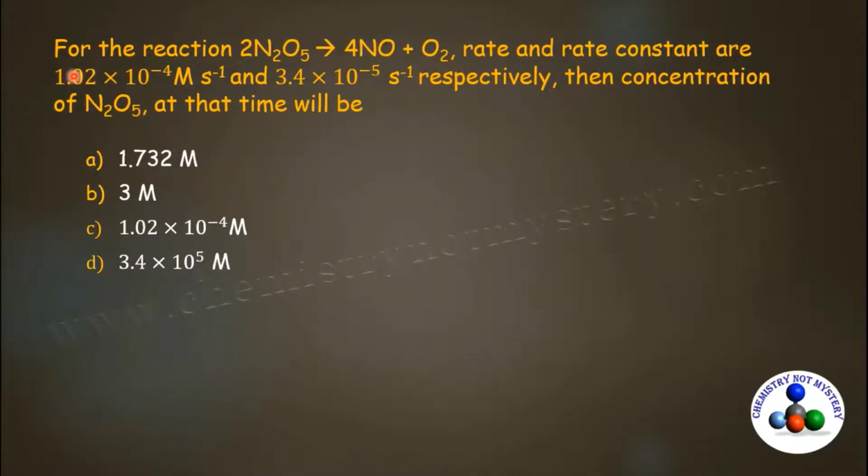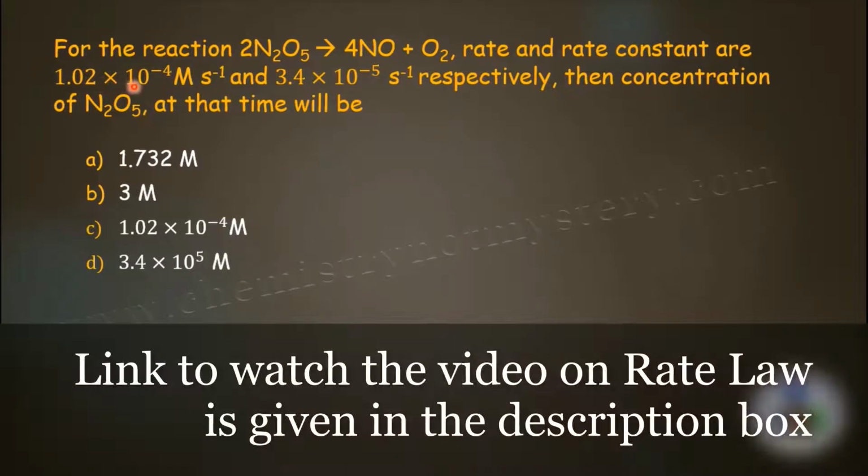Now come to the next question. For the reaction 2N2O5 gives 4NO plus O2, rate and rate constants are 1.02 into 10 raised to minus 4 molar per second and 3.4 into 10 raised to minus 5 per second respectively. Then concentration of N2O5 at that time will be, and these are the options.